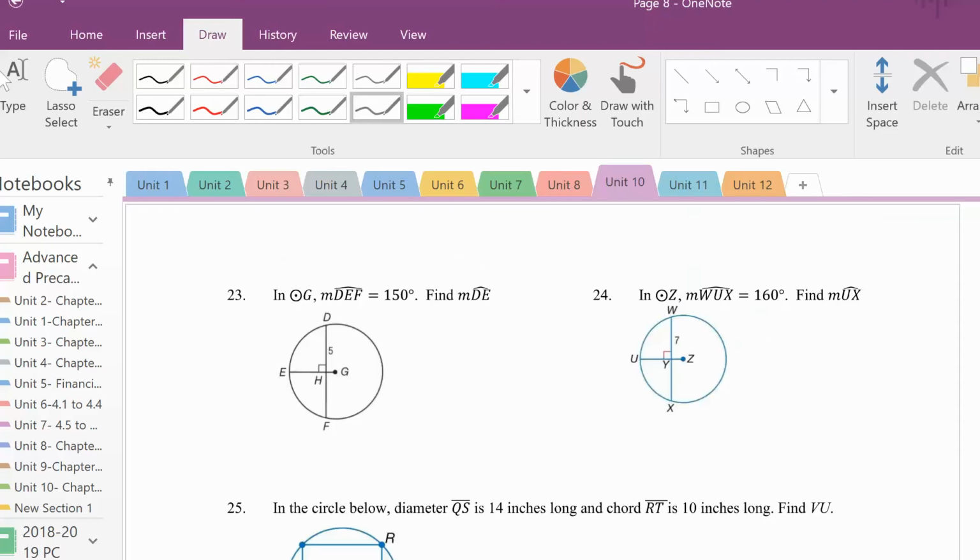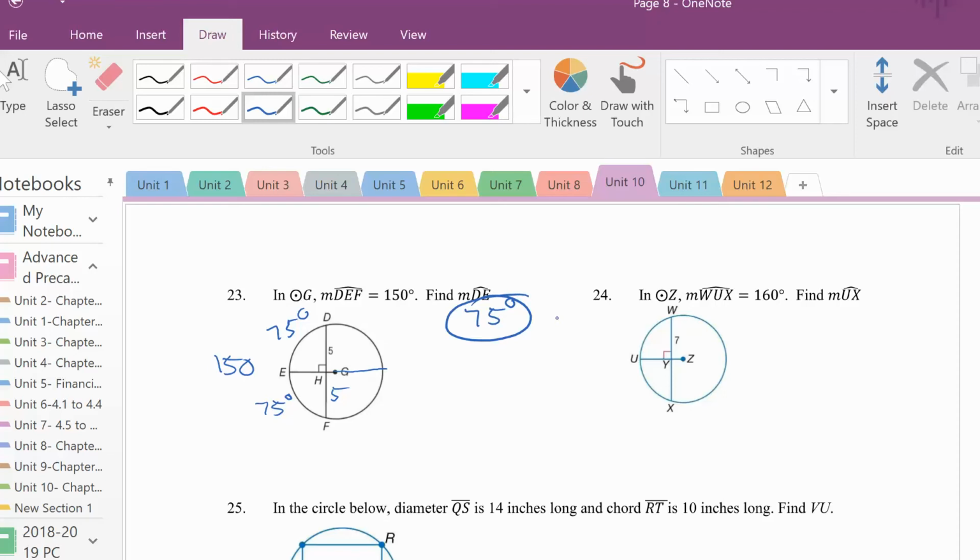So if you look at number 23, it says in circle G, the measure of arc DEF is 150. See how there's a perpendicular bisector here. So that means both arcs would be 75 and 75. So the measure of arc DE is 75 degrees.